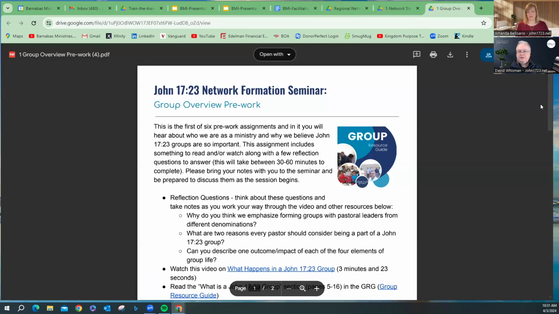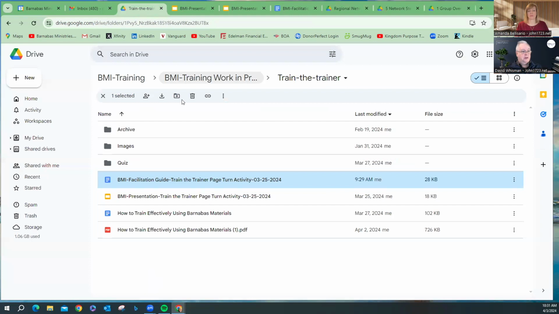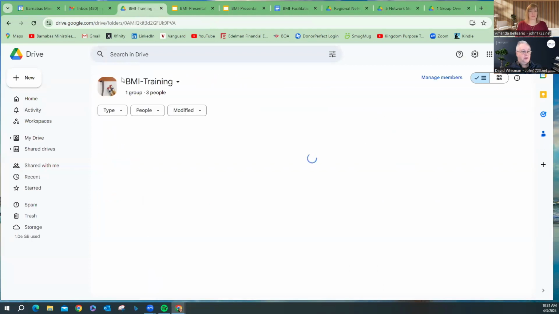Because it's a protected shared drive, we have to give you permission. But because you're attending this session, that's one of the things that I would do. And I'll send you a link that will actually get you to it. So how to access is clicking on the link. When you get there, it's going to look something like this. Let me back out of where I'm at.